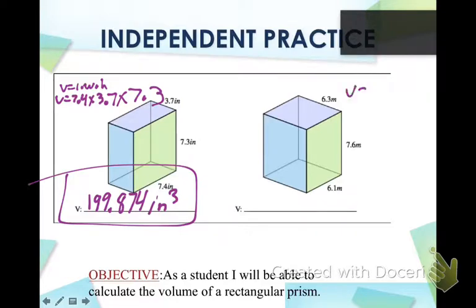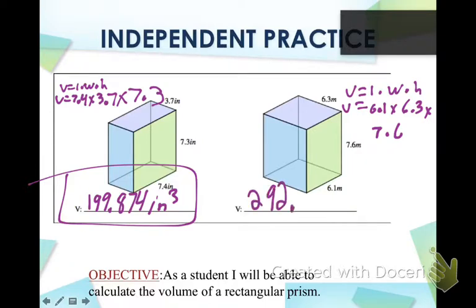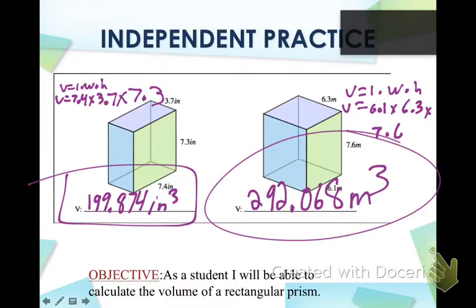Alright, last one. Volume equals length times width times height. You're almost done with this video. Quick one today. Volume equals the length, which happens to be, let's say, 6.1, times our width, which happens to be 6.3, and our height, which happens to be, and I'm going to run out of room, so I'm going to have to put that on the side, 7.6. If you multiply those all together using your calculator, you should have gotten a number of 292 and 68 thousandths meters cubed. Ladies and gentlemen, those are your 2 independent practices.